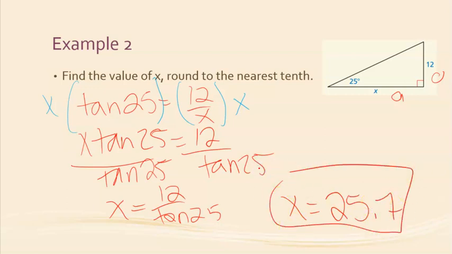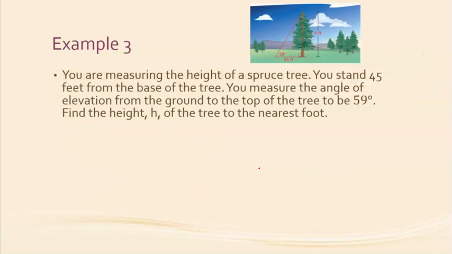Questions there? Okay, can I move on? Okay, this one is a word problem. The picture is labeled but not very well, so I'll go back in a second. It says we're measuring the height of a spruce tree. We stand 45 feet away from the base of the tree, and we measure the angle of elevation from the ground to the top of the tree to be 59 degrees. We want to find the height of the tree to the nearest foot. So this angle right here is 59.